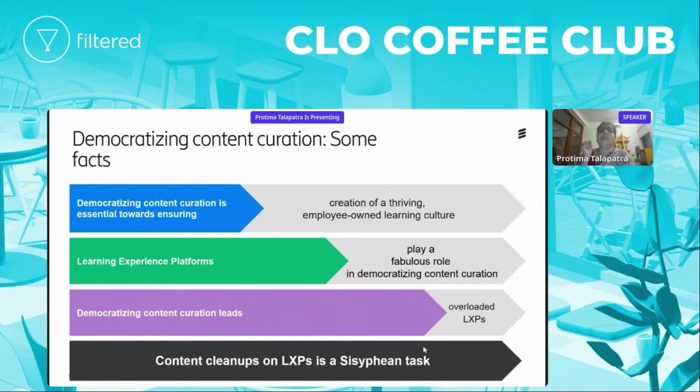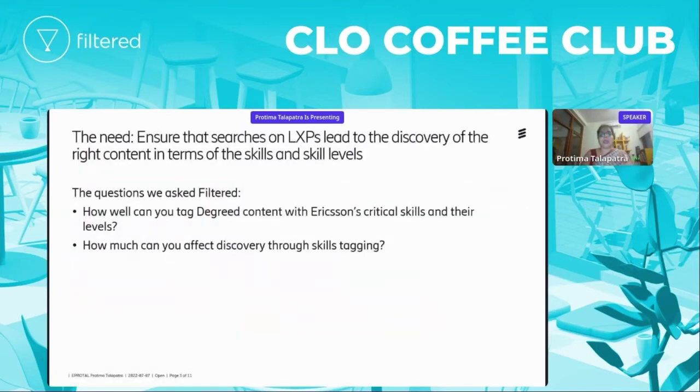That's the problem we were facing when we went out to Filtered and said, we need a solution from you. Can you help us here? And we really had two questions to ask them. How can you support us in ensuring that when people search on Degreed, they get the right options, enhancing the discoverability of the content? And how well can you tag the content to our critical skills?